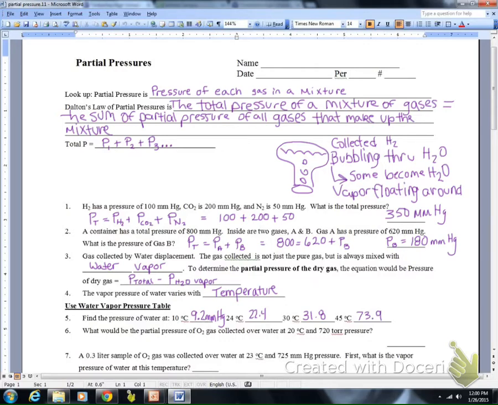So let's look at number 6. Number 6 says what would be the partial pressure of oxygen gas collected over water at 20 degrees Celsius and 720 torr pressure. So if I remember that my pressure of my dry gas is equal to the pressure total minus the water vapor pressure, I can say that my pressure total here in my problem is 720 torr, and my pressure of water vapor is 17.5 millimeters of mercury. So when I do that subtraction, it's just 702.5 torr. So that's my dry gas pressure.